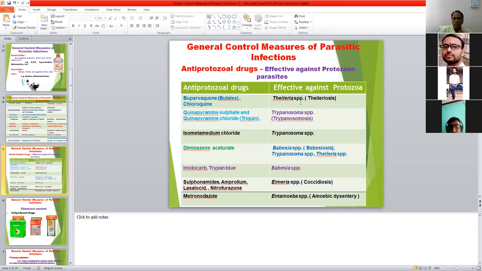parasite in which these drugs are effective. So always remember these drugs, because all the drugs are regularly used in the field, because theileriosis, trypanosomiasis, babesiosis, coccidiosis cases are prevalent all over the world. So always remember, drug of choice of theileriosis is buparvaquone, drug of choice of trypanosomiasis is quinapyramine sulfate and quinapyramine chloride, that is Triquin, drug of choice of babesiosis is diminazene aceturate.